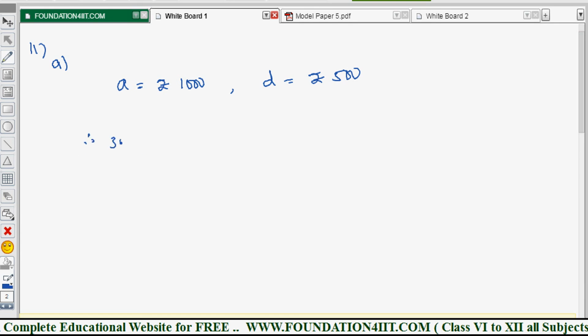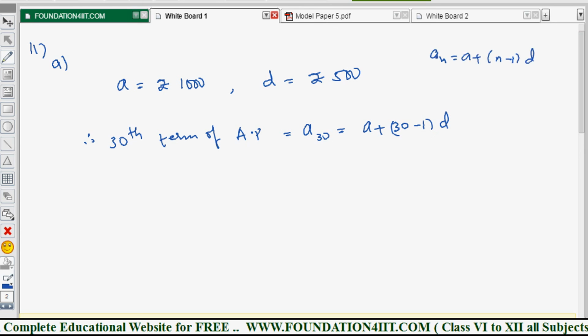Therefore, the 38th term of the AP is A38, that is equal to A plus 38 minus 1 into D, because you know the formula An is equal to A plus N minus 1 into D, right? So this formula will apply here, and A38 we need to find out.